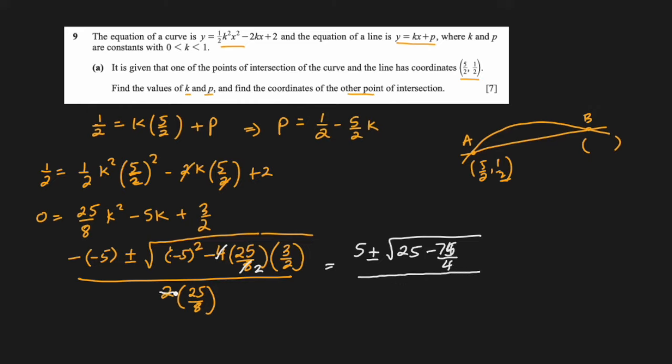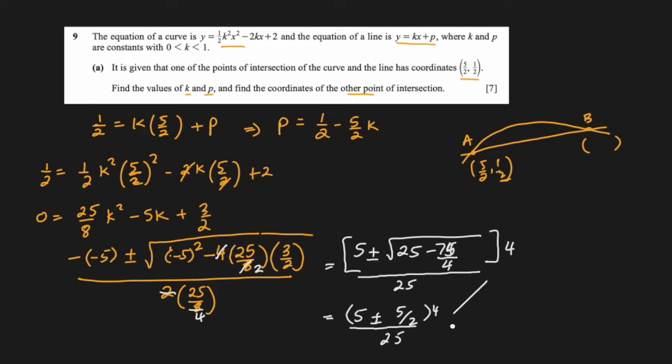Divided by 25 over 4. I will not write 4 here because it's a denominator of a denominator which will become numerator, so it will multiply with the numerator. You can do everything with a calculator, please. I'm just trying to make it easy by doing mentally. 5 plus minus, 100 minus 75 is 25 over 4. So the square root of 25 over 4 will be 5 over 2, over, and multiplied by 4 also, over 25.